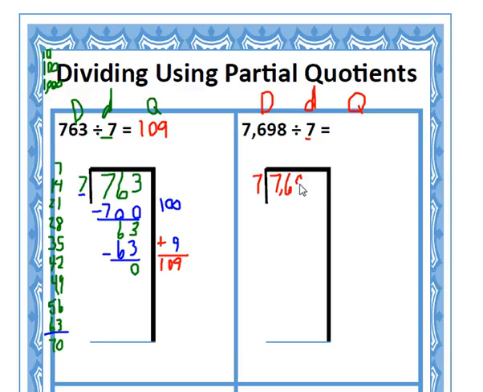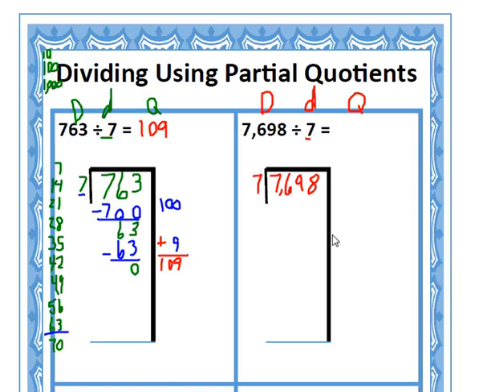7,698. Now this is a big number. Can we do it? Yes, we can. All right, so we have our dividend inside the little house, and then we have our divisor on the side, which we're going to divide by. Now we're going to find our partial quotients. So I'm going to start with the biggest number I can. 7 times 1,000 is 7,000, right.